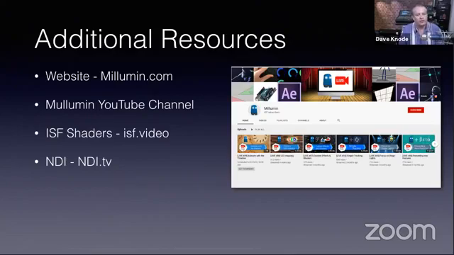ISF.video is the site for the additional shader libraries. NDI.tv is, if you're not into NDI, that could be a whole other side topic. It's a way to receive video over the network and spit video out to other devices over the network. So Millumin can accept NDI sources, and it can output NDI to other computers, displays, things of that nature.